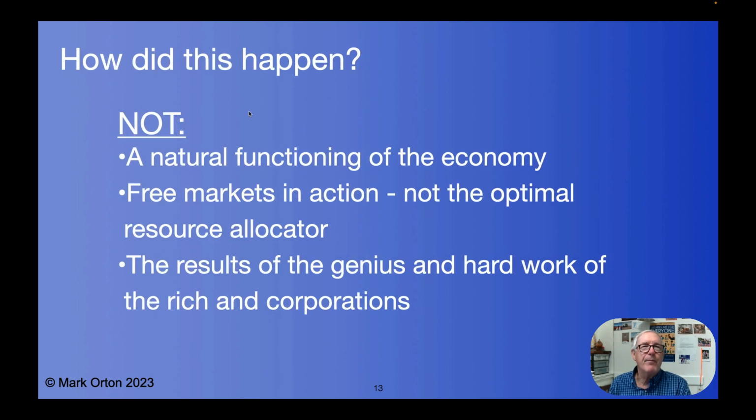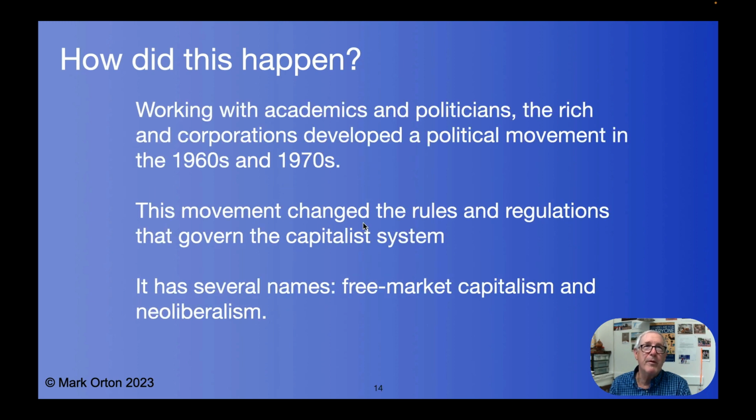So how did this happen? Let's be clear. It's not a natural functioning of the economy. It's not free markets in action. Everyone talks about the self-equilibrating market, the ideal decision maker about what to invest in, the market that automatically adjusts supply and demand and sets prices accordingly. That's not what this is about. And it's also not the result of the genius and hard work of the rich and corporations in the economy, but it is the result of the genius and hard work of the rich and corporations in a political movement.